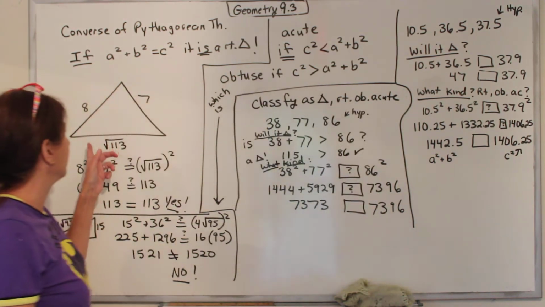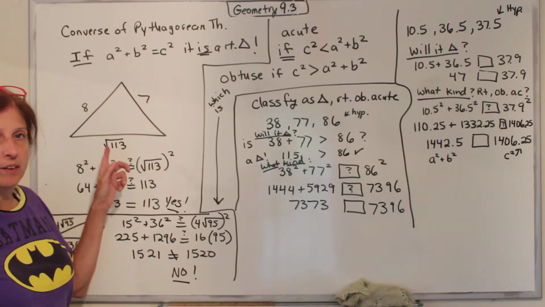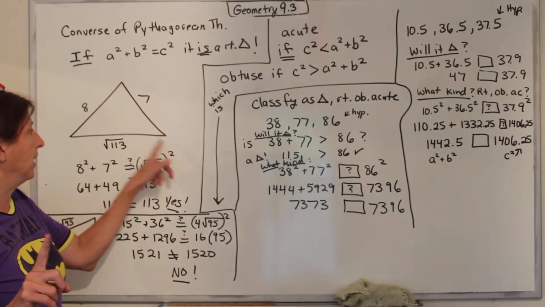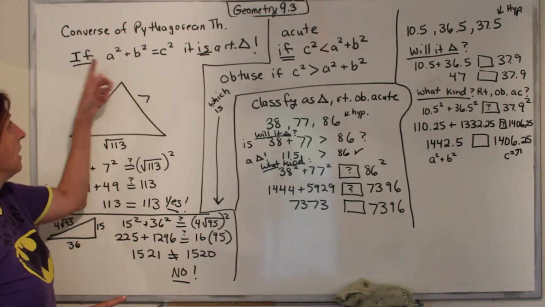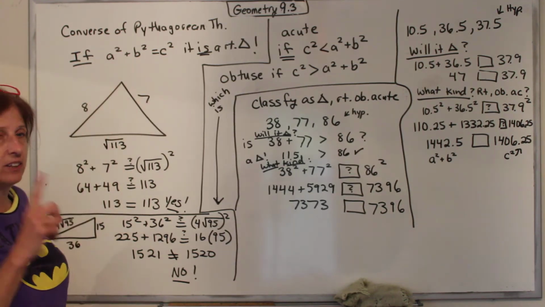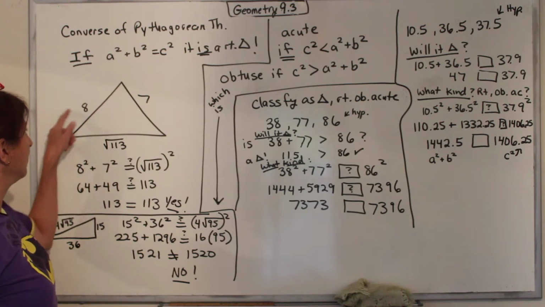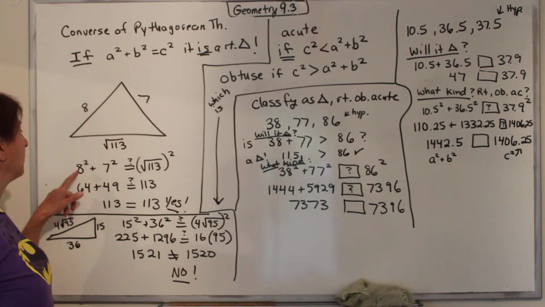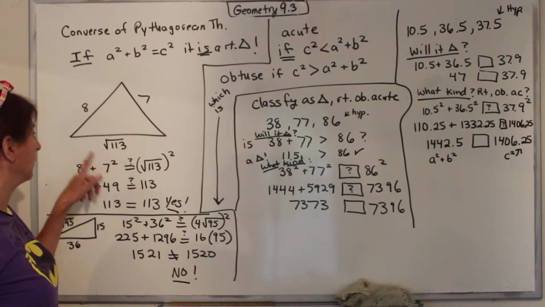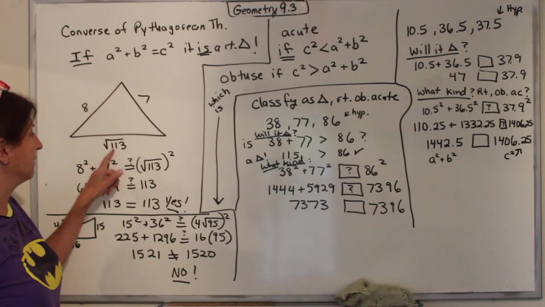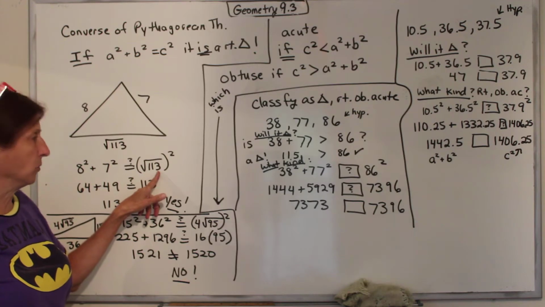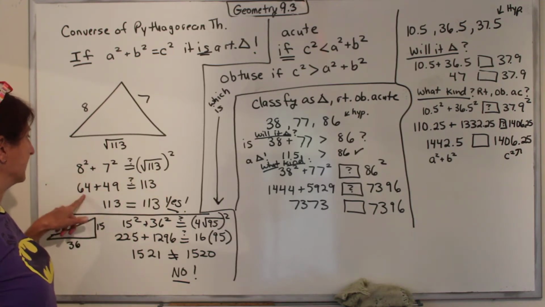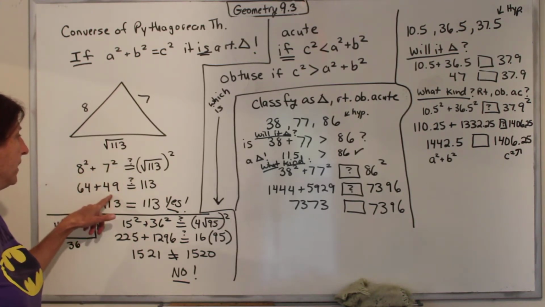Alright, so let's try this one. For step one, find the hypotenuse, the longest side. It's that one. Then we can fill our legs, the not longest sides, into our equation. So these are legs, that's the hypotenuse. So a squared can be 8 squared, and b squared can be 7 squared. And does that equal square root of 13 squared? So 8 squared is 64, 7 squared is 49.